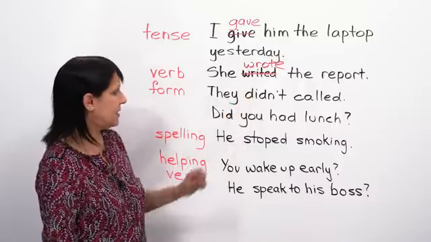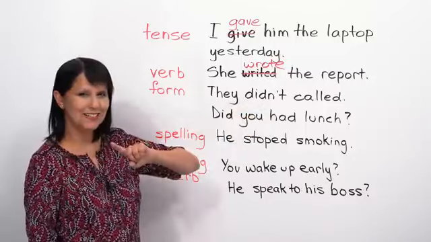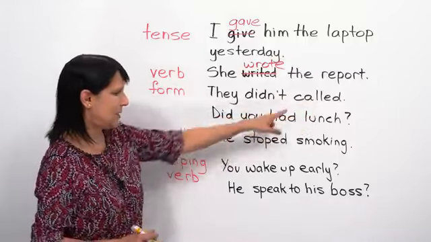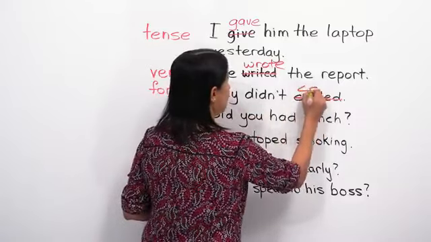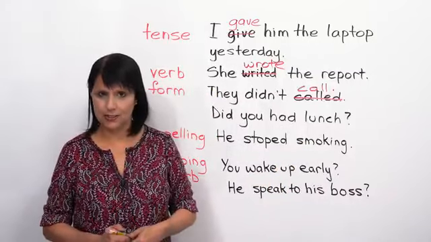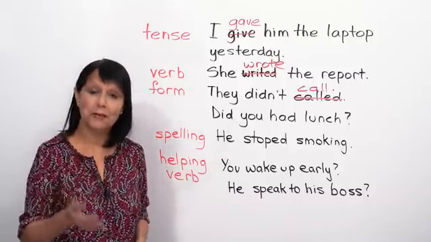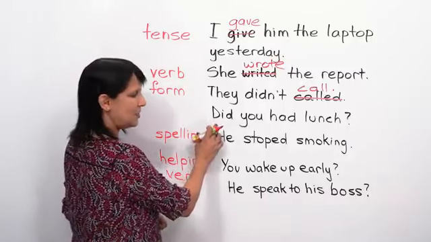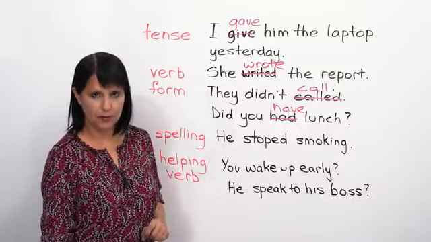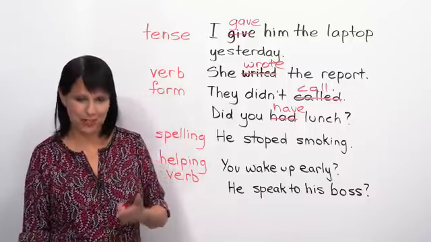Let's look at a negative sentence. They didn't called. What mistake does the student make here? Remember the rule? Whenever we have a negative sentence, we come back to using what? The base form of the verb. But this student forgot. So it should be, they didn't call. Right? Good. Next, did you had lunch? Again, what happened? The student forgot that you come back to the base form of the verb. So it should be, even with the question, did you have lunch? Let's say these again. She wrote the report. They didn't call. Did you have lunch? Okay, good.